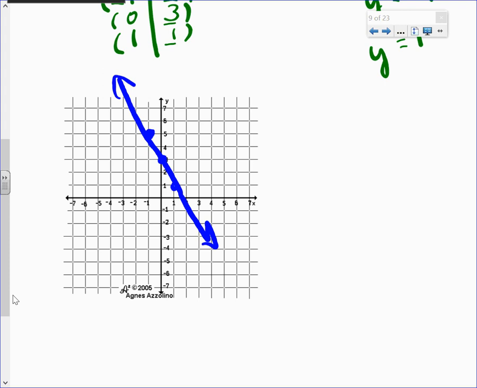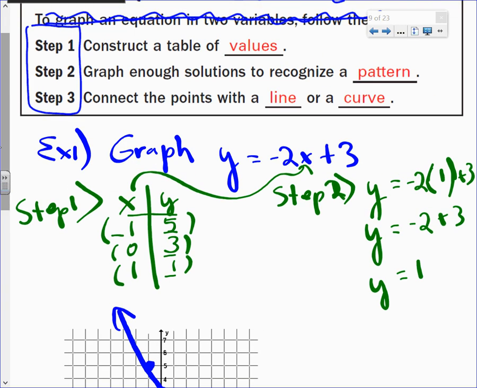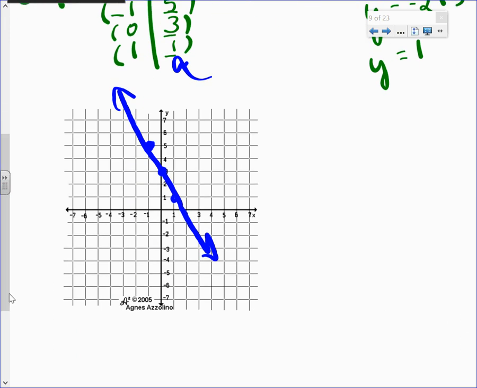Question on example 1. We're going to do one more example and we're done. Let me review. Step 1, right here in green, table values. Step 2, I plugged in those x values into the equation right here and got my y values. These are my y values. Step 3, I plotted those points and drew a line to them. Done.